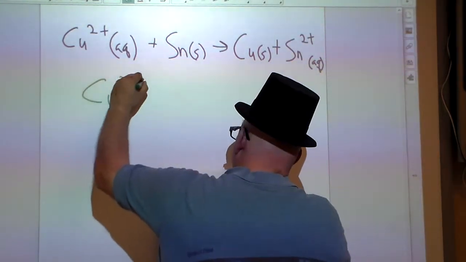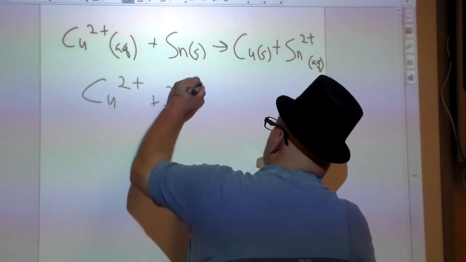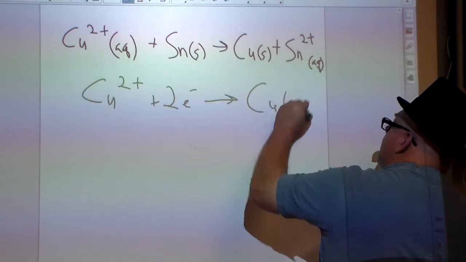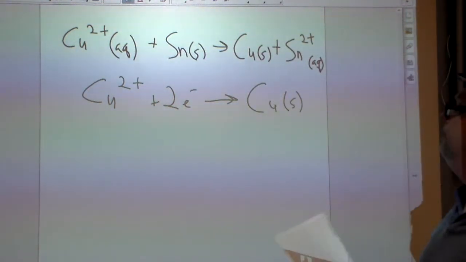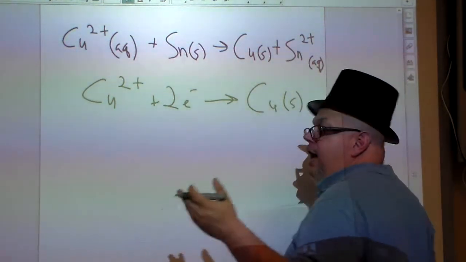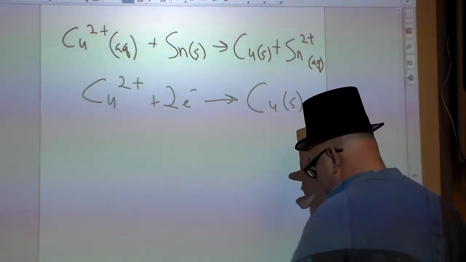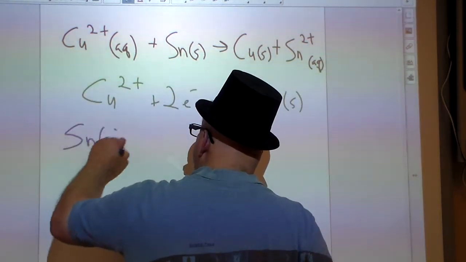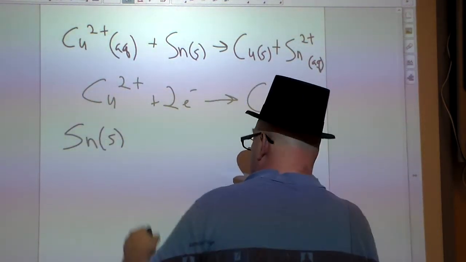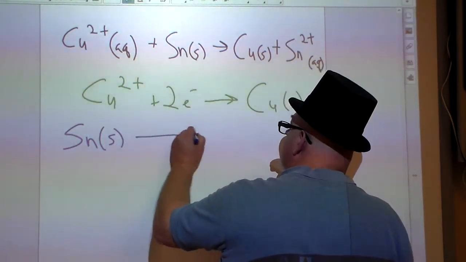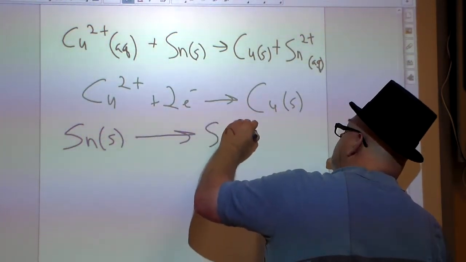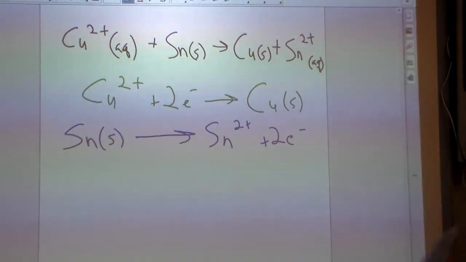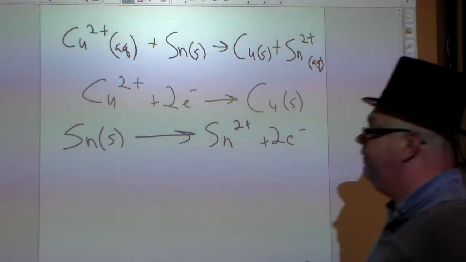You're going to have copper 2+ plus 2 electrons. And where are those electrons coming from? The tin. And then we're going to get copper as a solid. So that's going to precipitate. You say, wait, how do you know it's going to precipitate? Well, because it becomes a solid at that point. Then, if we look at our half reaction of our tin, which is a solid, it is going to break down into Sn with a plus 2 charge plus 2 electrons. So these are our two half reactions.